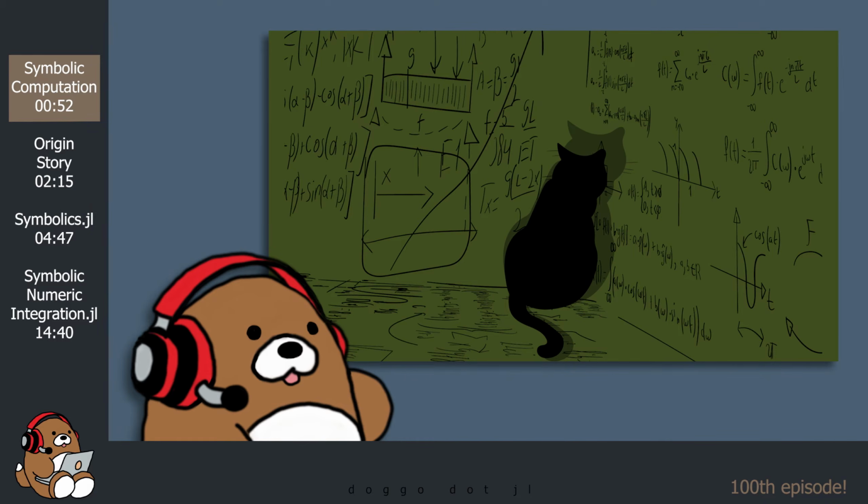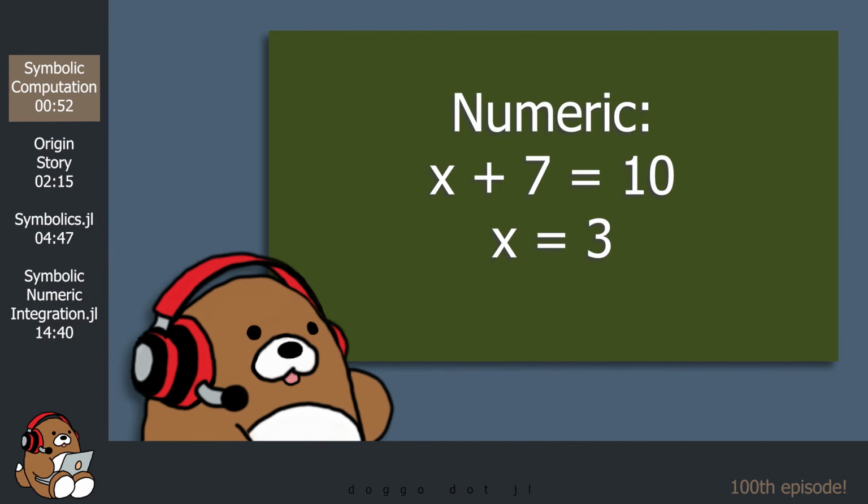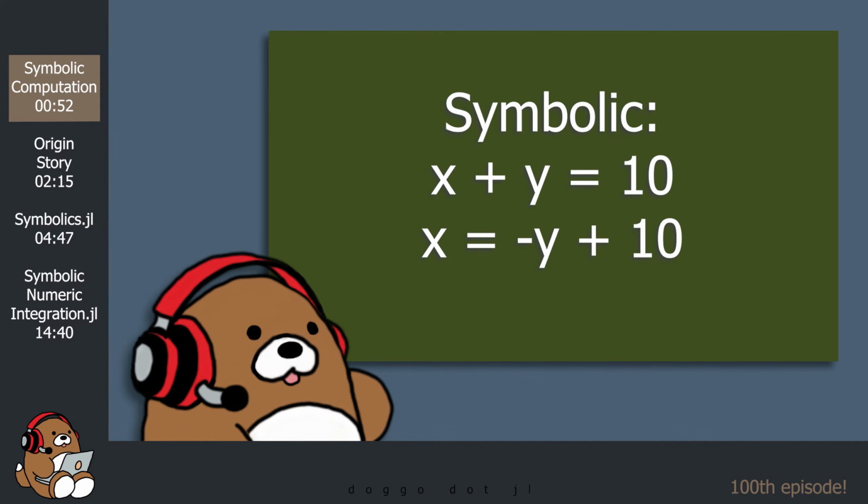When solving math equations, you typically have two choices. One, you can solve problems numerically, meaning that the solution involves only numbers. Or two, you can solve the problem symbolically, meaning that an expression may be used to represent the solution.